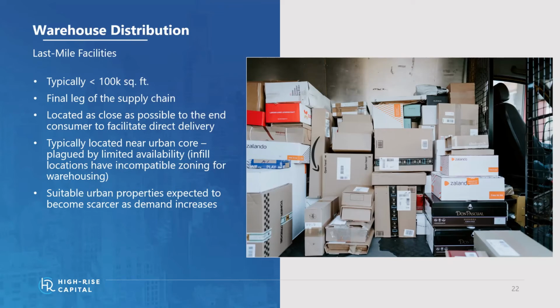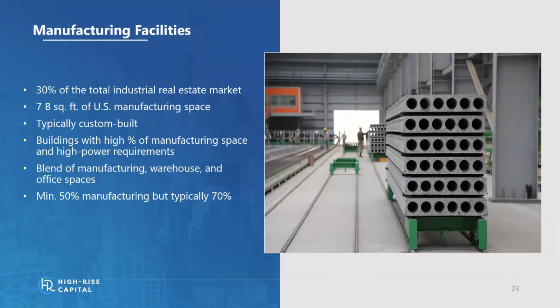Last mile facilities are typically less than 100,000 square feet. They're the final leg of the supply chain, and they're located as close as possible to the end consumer to facilitate direct delivery. And they're typically located near the urban core. And so this tends to be problematic because there's limited space inside the urban core. And when there are infill locations that can be used, they usually have incompatible zoning for warehouse use. So suitable urban properties are expected to become scarcer, especially as the demand for last mile facilities increases.